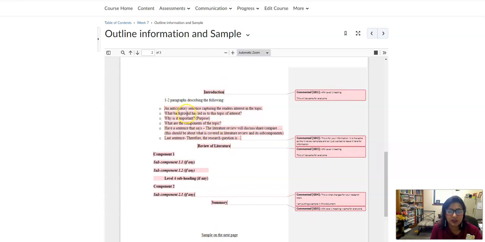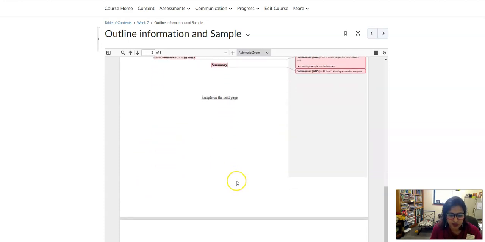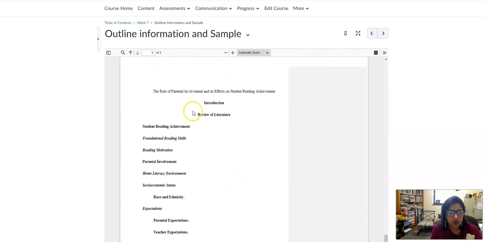This part is the same that you will see next week for your literature review template. I gave it so that you can think about it as you are working through. Component 1, subcomponent, level 4, all of these pertain to your research topic. So let me show you a sample that I did. The topic was the role of parental involvement and its effect on student reading achievement. So there was an introduction, there was a review of literature.